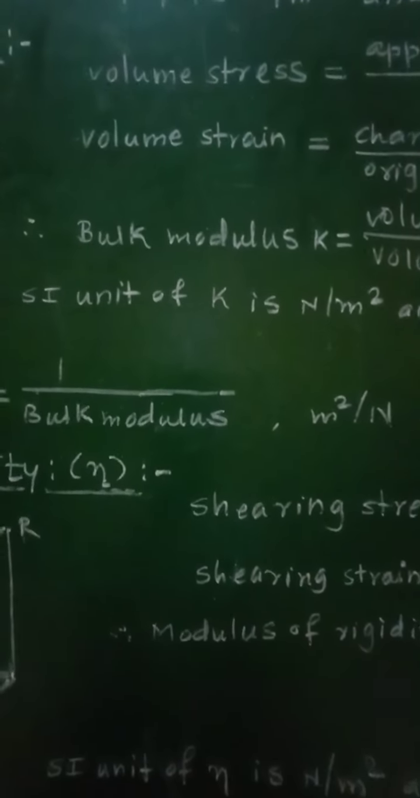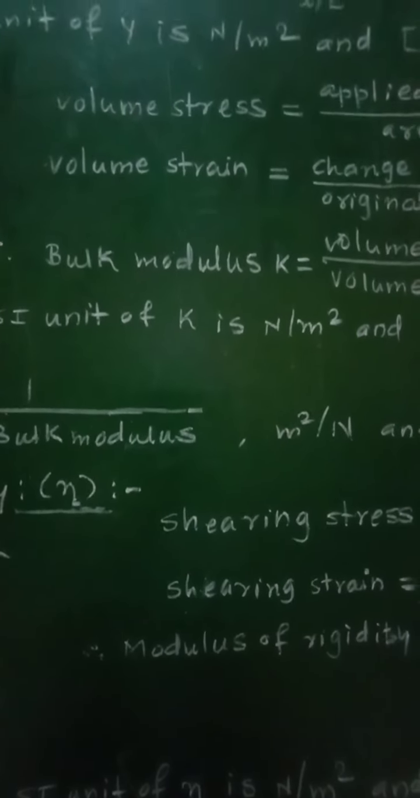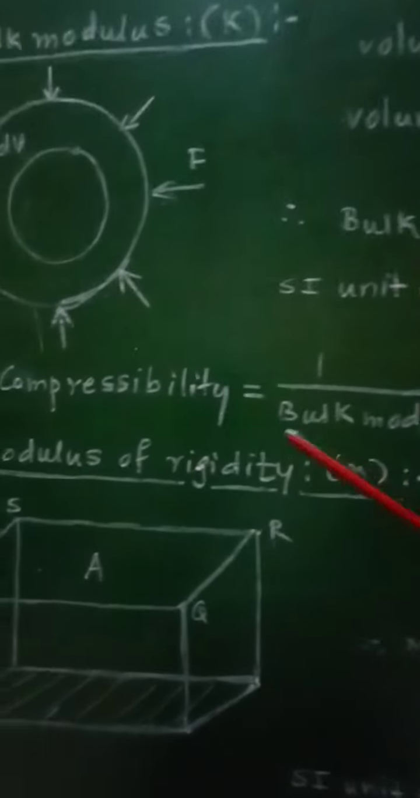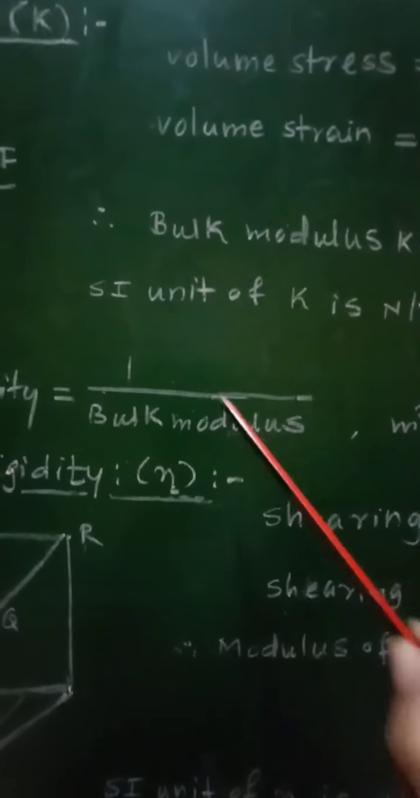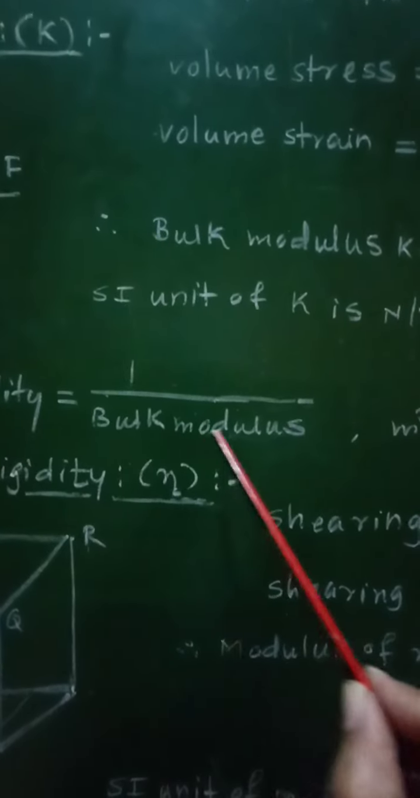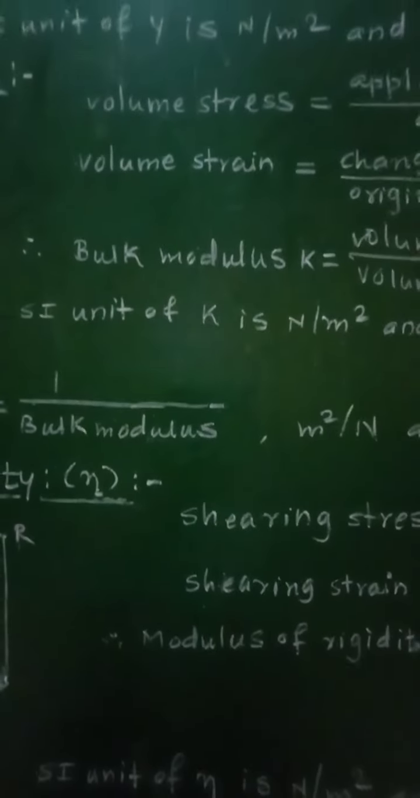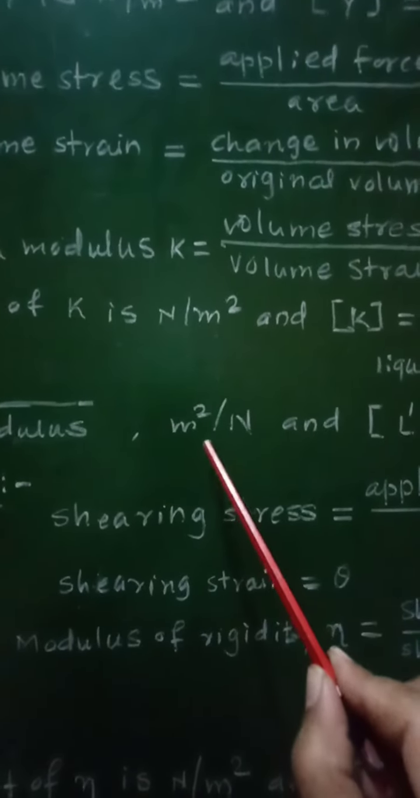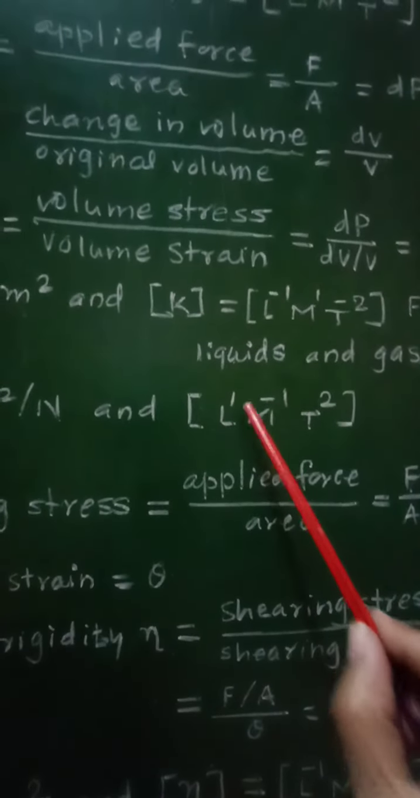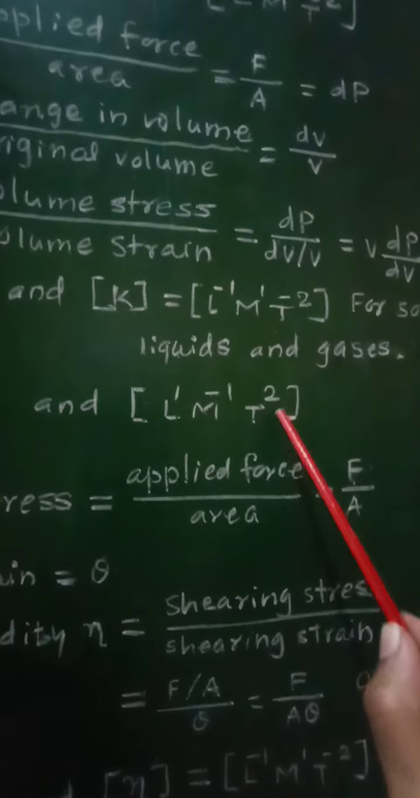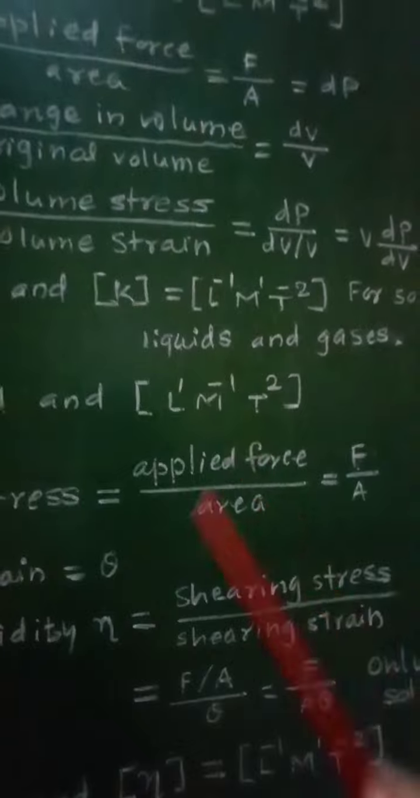Now, the reciprocal of bulk modulus is called compressibility. Compressibility equals 1 upon bulk modulus. Again, its SI unit will be meter square per Newton, and the dimensions will be 1 in length, -1 in mass and 2 in time.